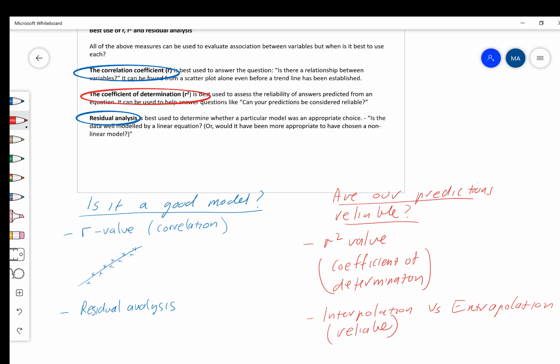Righto guys, so go ahead and check the description for the video and make sure that you understand which measures support the quality of the model, being the R value, correlation coefficient, and the residual analysis, and which measures lead us to determine whether we have reliable predictions.